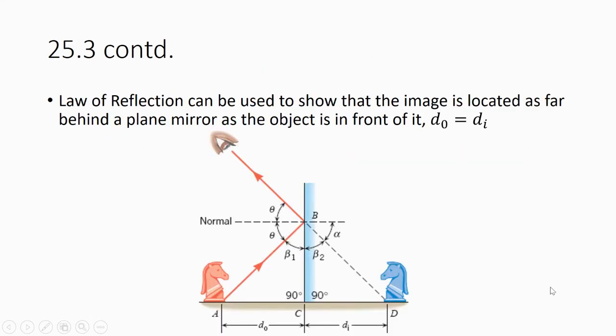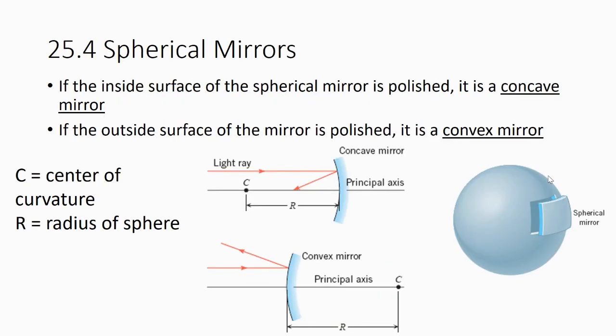You could use the law of reflection to actually prove that DO here, the distance from the object to the mirror, is equal to DI, the distance from the mirror to the image, because we know that our incident angle theta has to be equal to our reflected angle theta right there. And then we could use geometry to actually prove that those two distances are equal. We talked about plane mirrors, so flat mirrors.